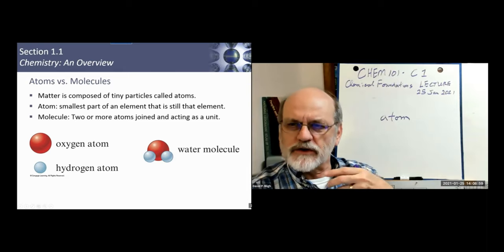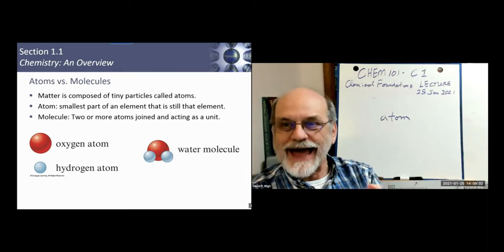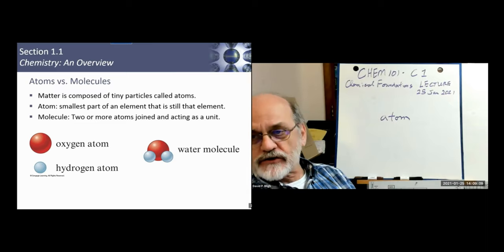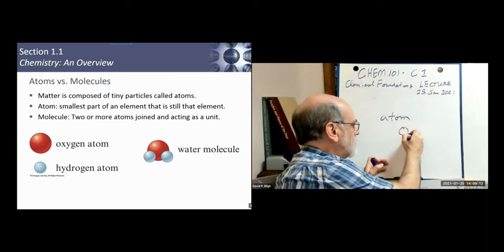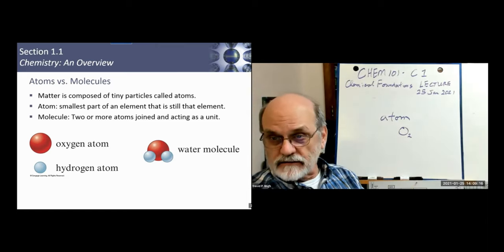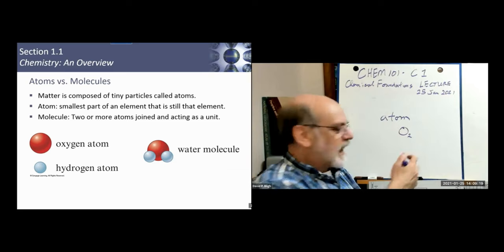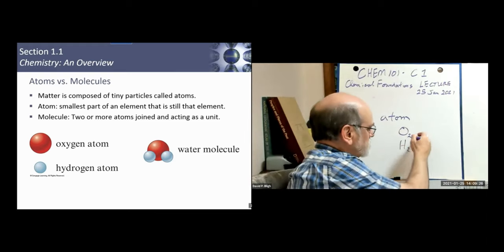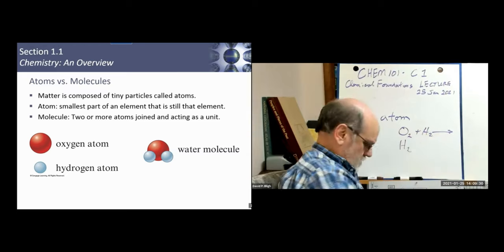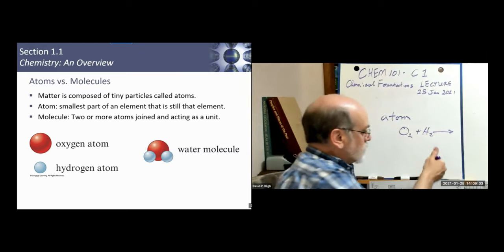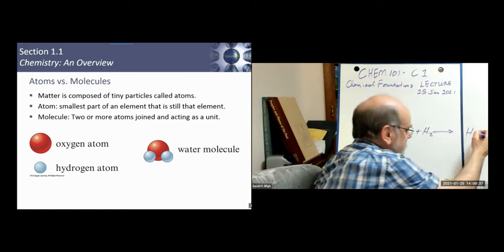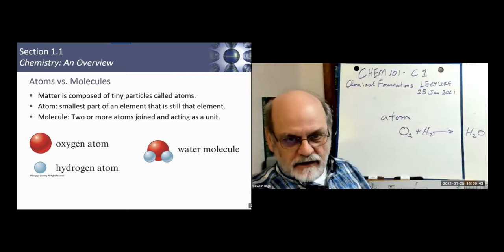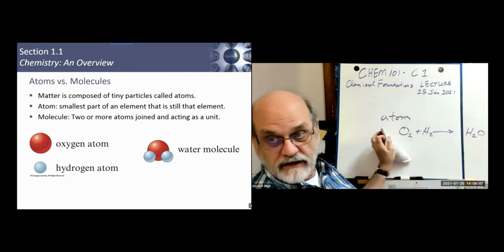Now, this is a molecule in which you have two different elements, two different types of atoms combined. But you can have combinations of the same atom. In fact, oxygen in nature usually has two of them combined together. That's normal. It's called a diatomic molecule. Hydrogen's the same way. Okay? So when you react them together, like if I put it out here like that, you can get water. Now, that's not balanced. We'll talk about balancing equations later. But the gist of it is combine two and get something different.